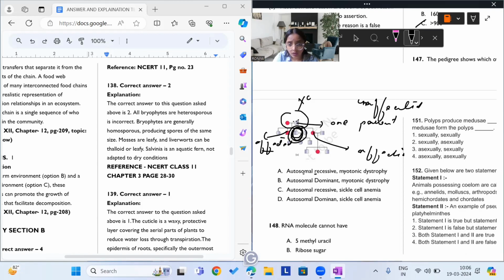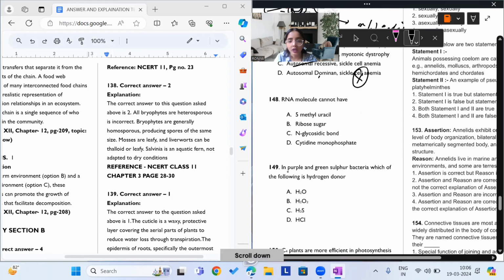Now see, autosomal recessive, cancel, autosomal recessive, cancel. We have autosomal dominant. Now, is sickle cell anemia dominant? No, this is autosomal recessive. So what is the answer? Second option.